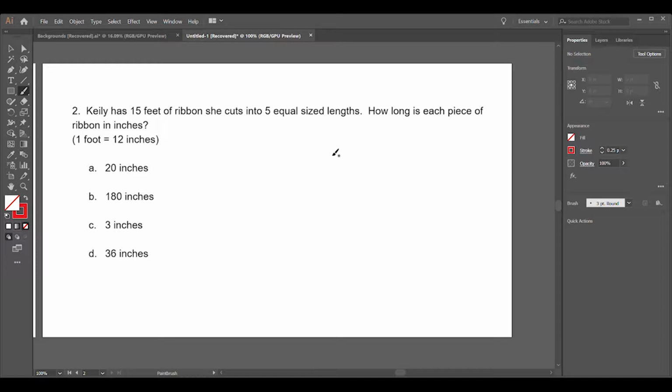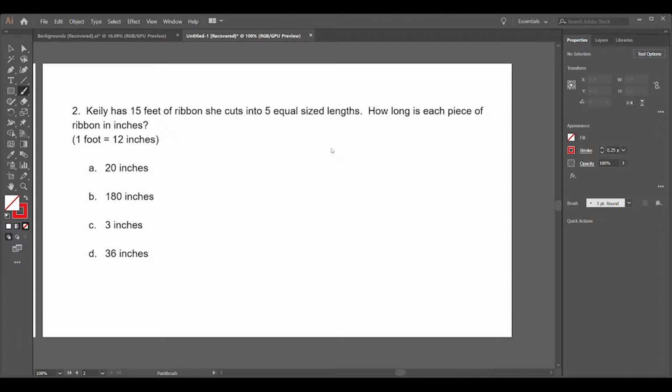Alright, let me just start reading this one. It says, Kaylee has 15 feet of ribbon. She cuts it into 5 equal size lengths. How long is each piece of ribbon in inches? And I see in parentheses there, 1 foot equals 12 inches. So immediately I start thinking, I'm probably going to have to convert.